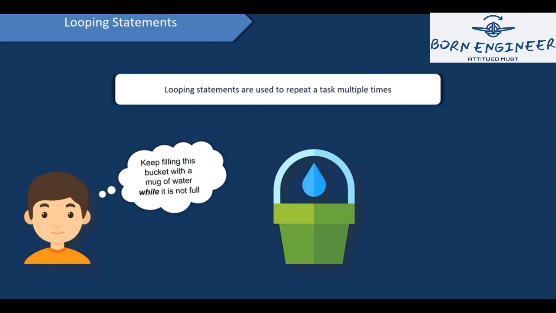So over here the task is taking one full mug of water and pouring it into the bucket. So over here the condition is until the bucket is full. So as you see, while the bucket is not full, you will keep on filling it with this mug of water. So over here you are repeating the same task again and again until the condition is satisfied.